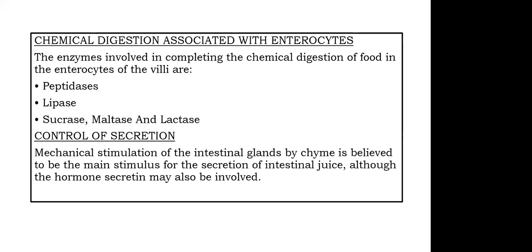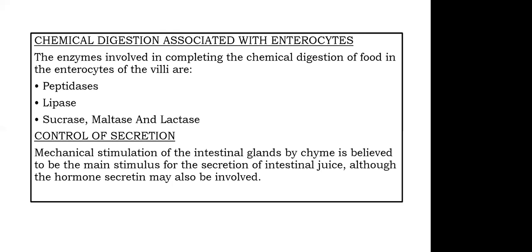And this lipase, what does this lipase do? It completes the digestion of emulsified fats to fatty acids and glycerol. And what do sucrase, maltase, and lactase do? They complete the digestion of carbohydrates by converting disaccharides such as sucrose, maltose, and lactose to monosaccharides.